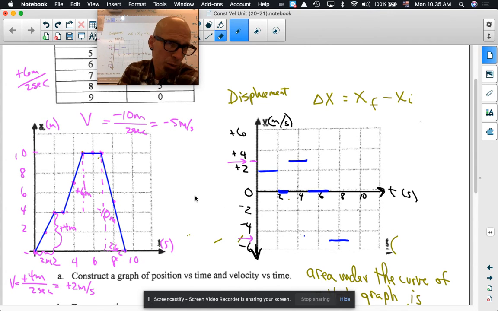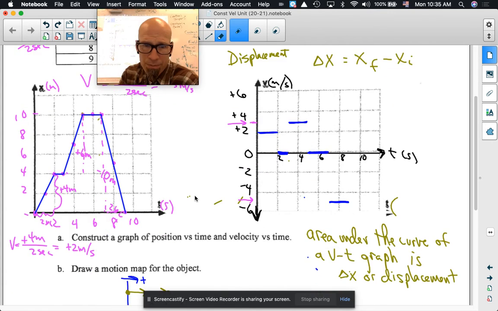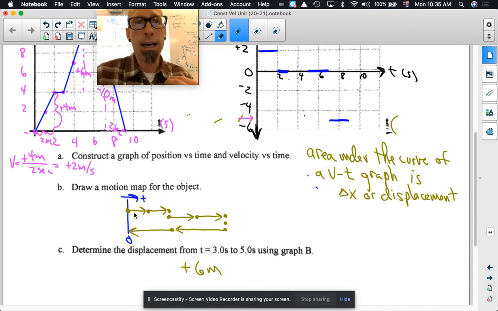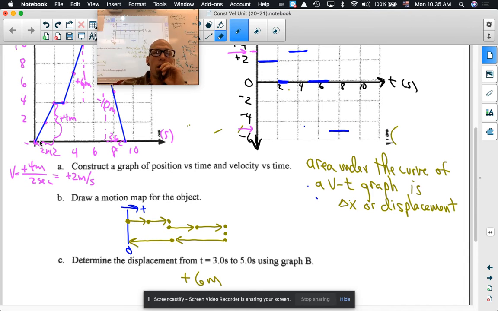Now, you're supposed to make a motion map. And I already have it drawn here. So that is what your motion map, I think, should look like. Now, why should it look like that? Well, where did we start? 0 position. Traveling in the what direction? Positive. For how long? 2 seconds. That's what this little section is, the first section.